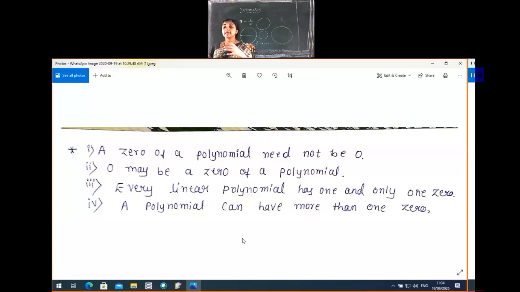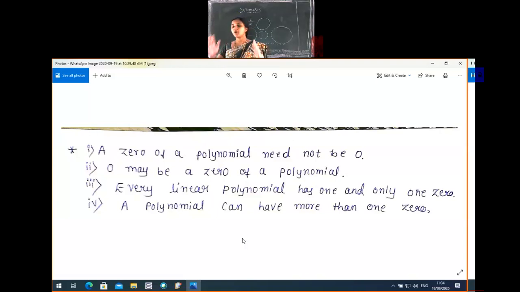So because linear has one and only one 0, we cannot conclude that every polynomial has only one 0. Only a linear polynomial has at most one 0. A polynomial can have more than one 0 depending upon the polynomial. Quadratic has at most 2 zeros, cubic at most 3 zeros, biquadratic at most 4 zeros. Okay? This depends upon the degree of the polynomial.